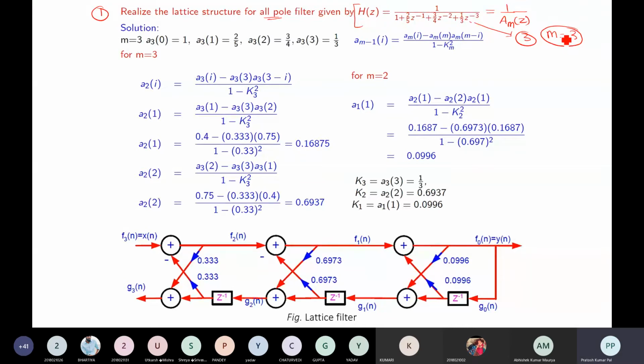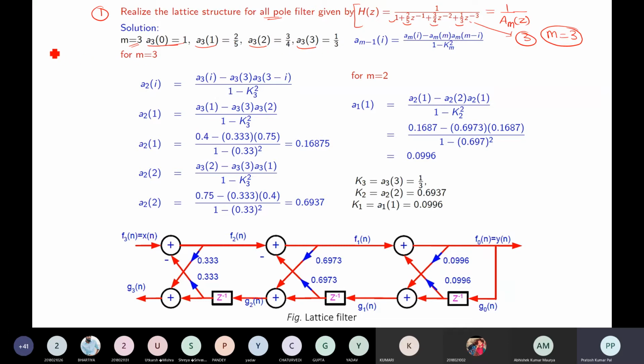Once it is having order of 3, all the coefficients will be given by a30, which will be 1. So for m equals 3, a30 will be the coefficient 1, a31 will be 2 by 5, a32 will be 3 by 4, and a33 will be the coefficient 1 by 3.